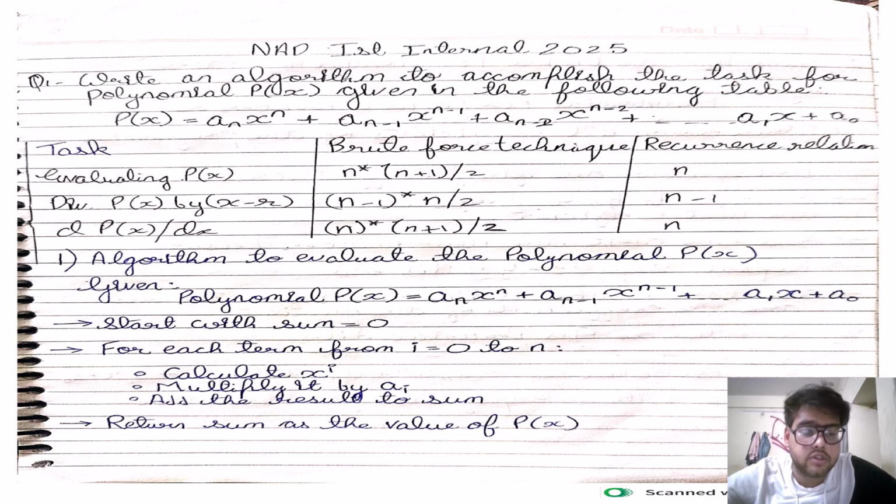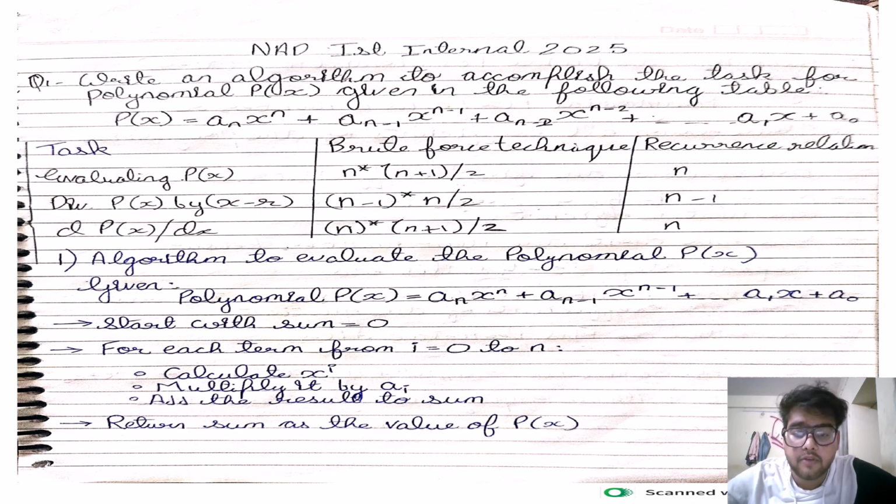So, the first question we have is: write an algorithm to accomplish the task for the polynomial given in the following table. We have been given a polynomial and we have to perform some arithmetic tasks on it. So we have to write the algorithm. First we will write the algorithm to evaluate the polynomial.